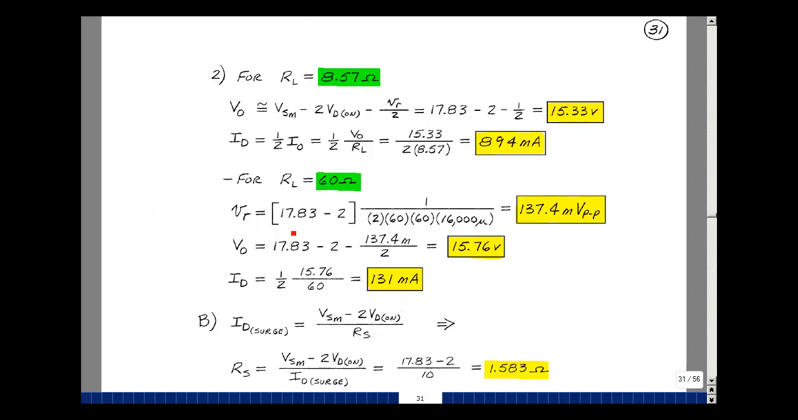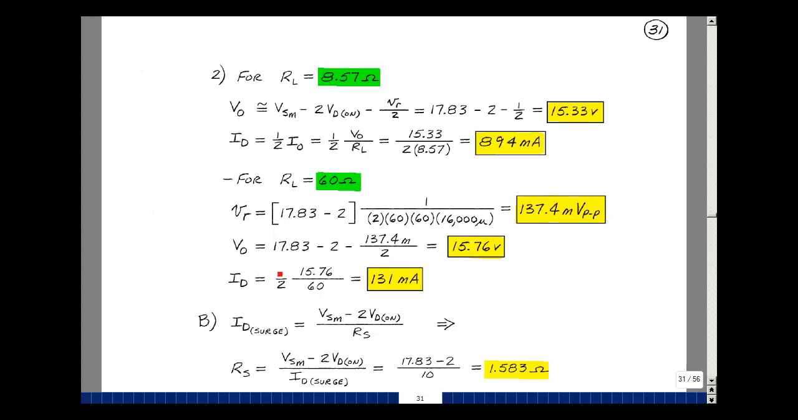That's going to be from, again, page 60. This is V sub S maximum minus 2 times the diode drops divided by twice the frequency, R sub L and C sub L. It turns out to be 137.4 millivolts peak to peak, and much smaller than the case with the 8.57 ohms. This is our worst case for ripple.